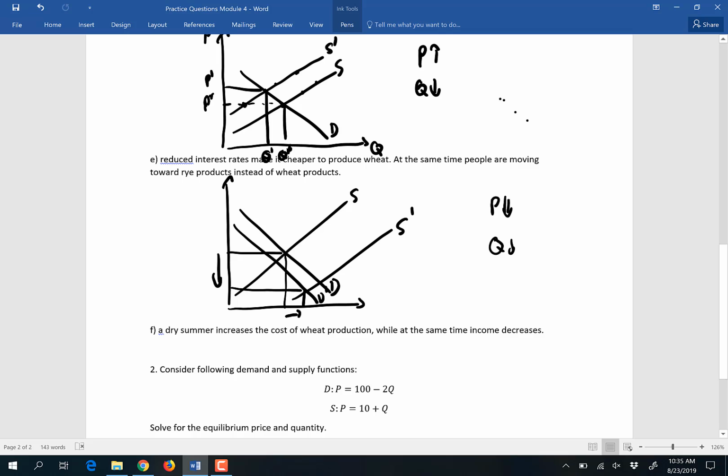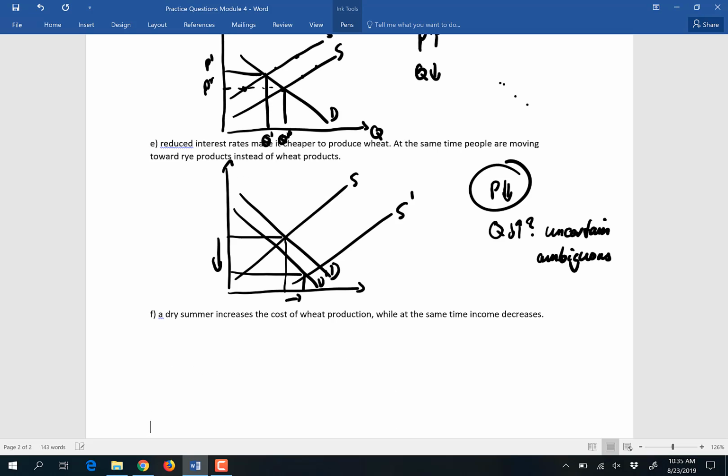So what this tells us is that we really don't know about the quantity. We know for sure about the price. The price goes down. The quantity change is uncertain or ambiguous. Right, so we don't know for sure what's gonna happen there. The next example is gonna be similar.